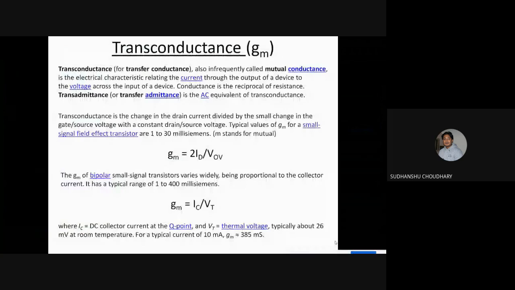Okay, so both for MOSFET and BJT, right? So high gm means high switching speeds are possible. That is, the MOSFET can be turned on and off quickly, or very fast operations are possible. Now let us take one example.